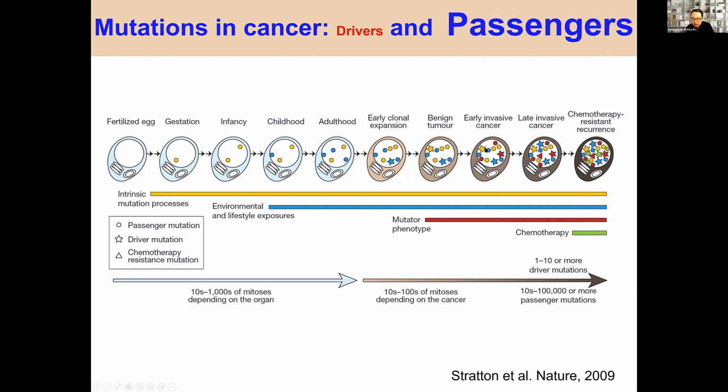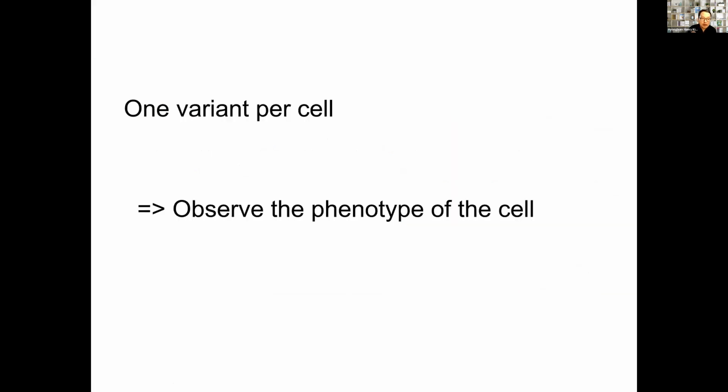So we wanted to know which mutation is really cancer-causing and which is not. But a single cancer cell contains at least tens or hundreds of mutations. So to evaluate the function of each variant or mutation, we need to introduce one variant into a single cell, then observe the phenotype of the cell. This is the standard to determine the function of the variant.